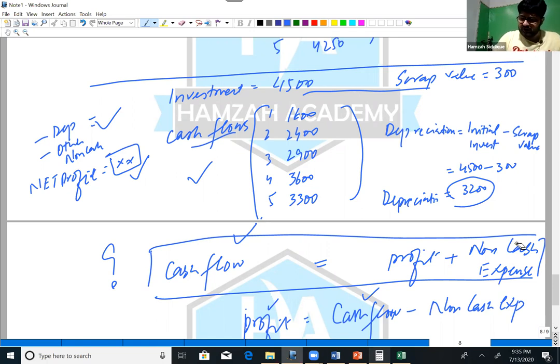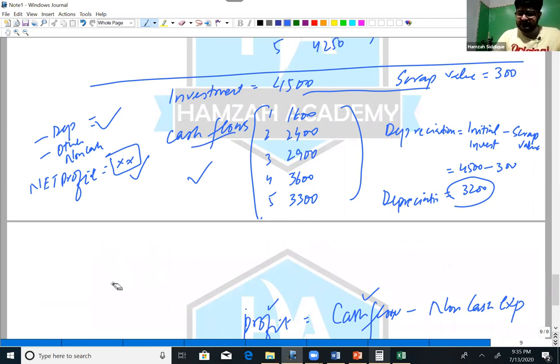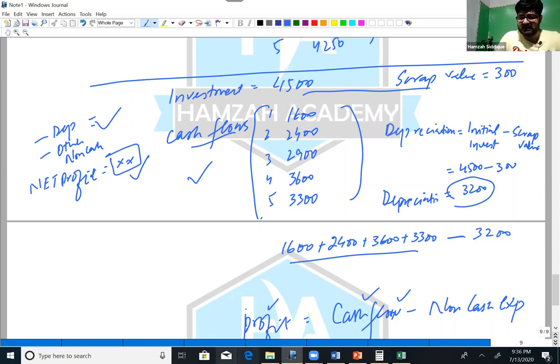Now what I will do is simply cash flows 1600 plus 2400 plus 3600 plus 3300. These are the cash flows. Sum minus 3200 non-cash expense. That will be total profit for 4 years. 5 years, sorry.